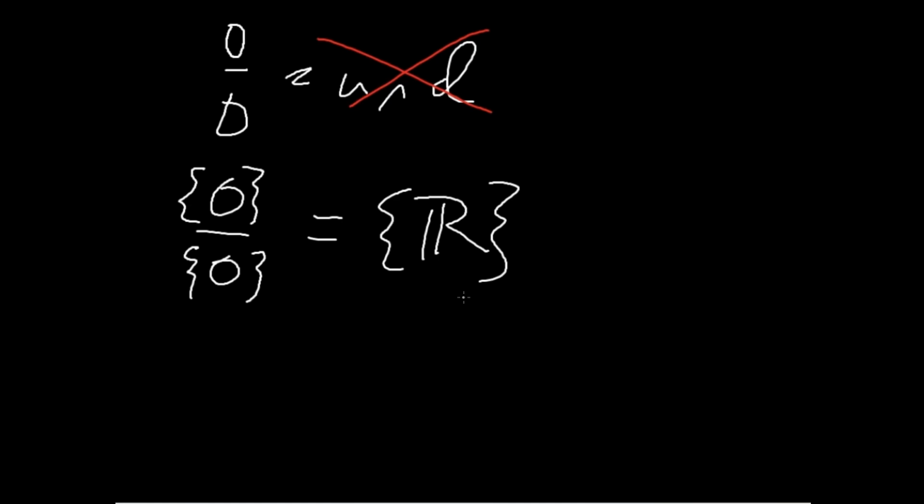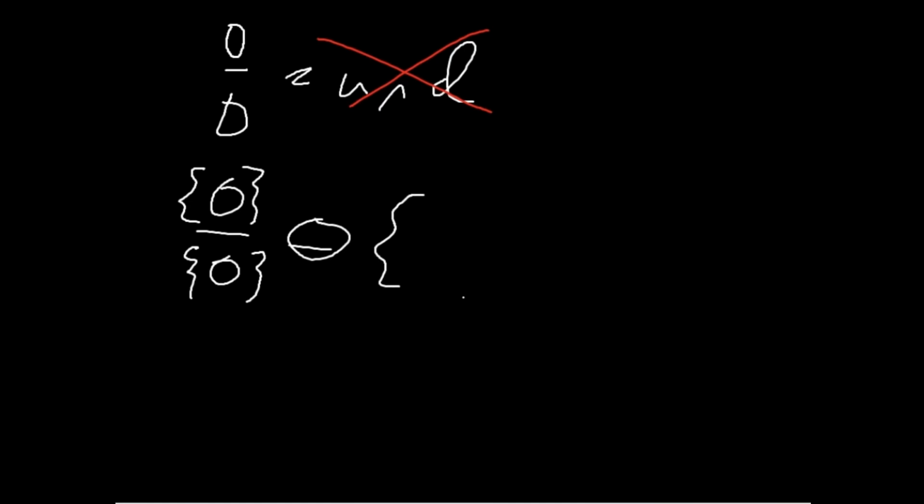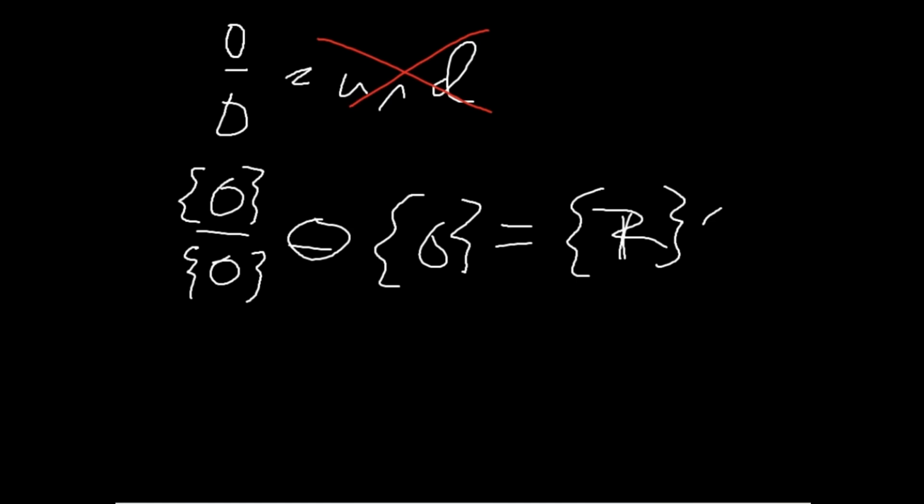So, well, we can do set arithmetic on this, right? We can do the set minus 0. This is going to equal the reals. Set minus 0. So this is going to be all the reals without 0. So all the non-zero reals, right? We can do that. So 0 divided by 0 minus 0 is the reals without 0. Makes sense so far?